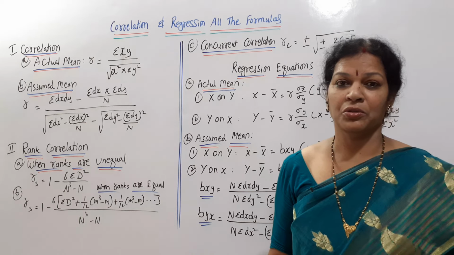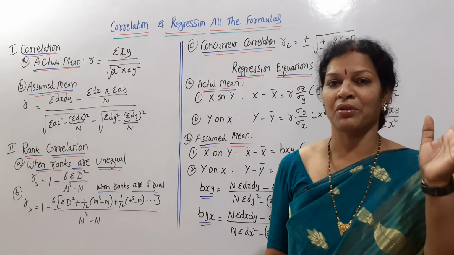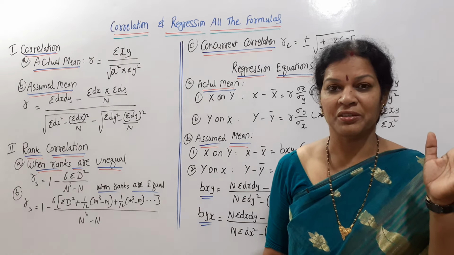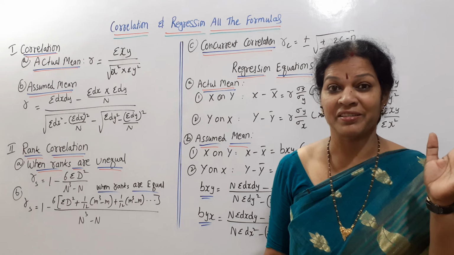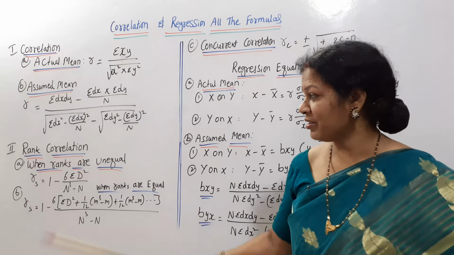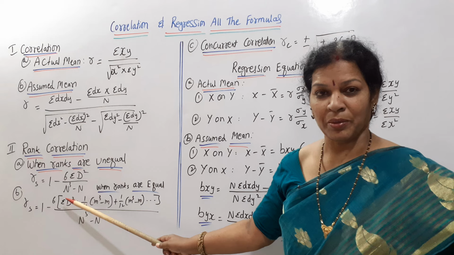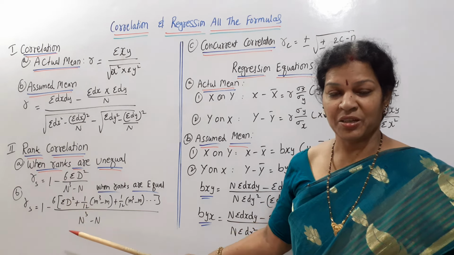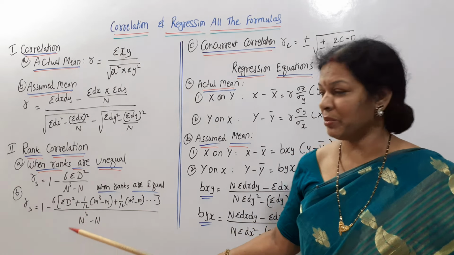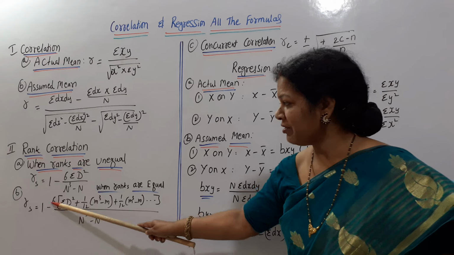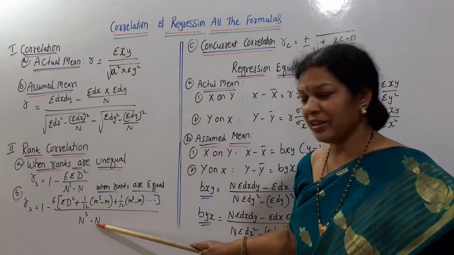If I ask you to say it at 5 o'clock early in the morning, you should be in a position to say: 1 minus 6 sigma d square by n cube minus n. This is the formula. If you remember this formula, you will be able to remember the formula for when ranks are equal. The same thing repeats: 1 minus 6 sigma d square by n cube minus n.